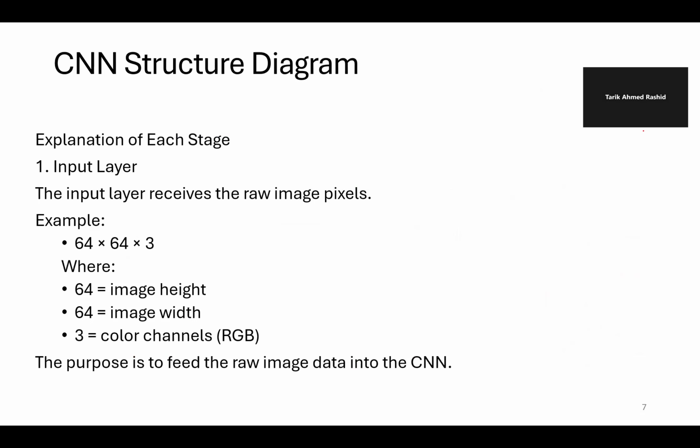In CNN, we said that the first layer is an input layer. Input layer receives raw image pixels, for example, 64 by 64 by 3. 64 is the height of the image, the other 64 is the width of the image, and 3 represents color channel, RGB. The purpose of this layer is to feed the raw image data into the network, CNN.